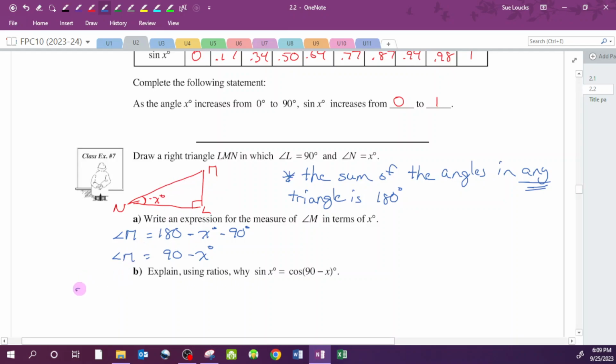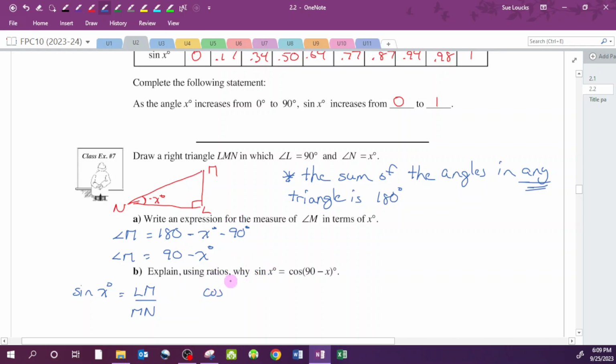What does sine of X equal? Well, sine of X degrees, sine is the opposite over hypotenuse. So that means it's going to be side LM over side MN. Sorry, I was doing the alphabet in my head. It's LM over MN.